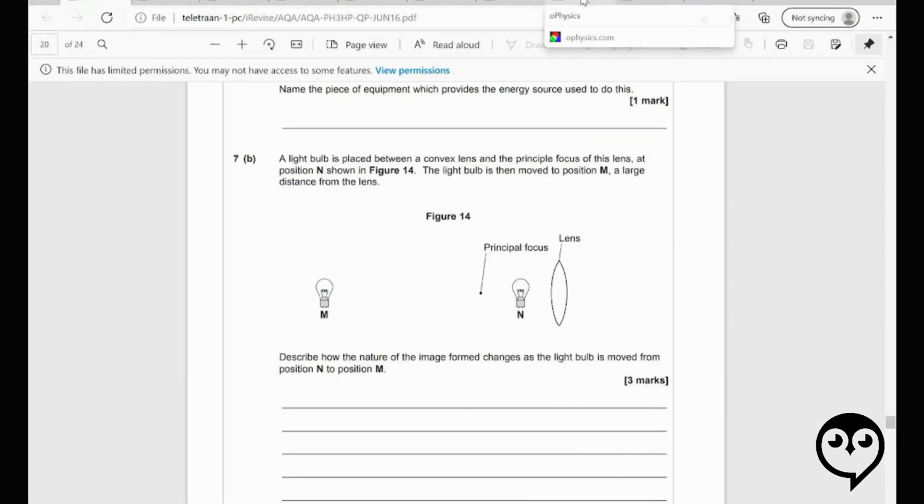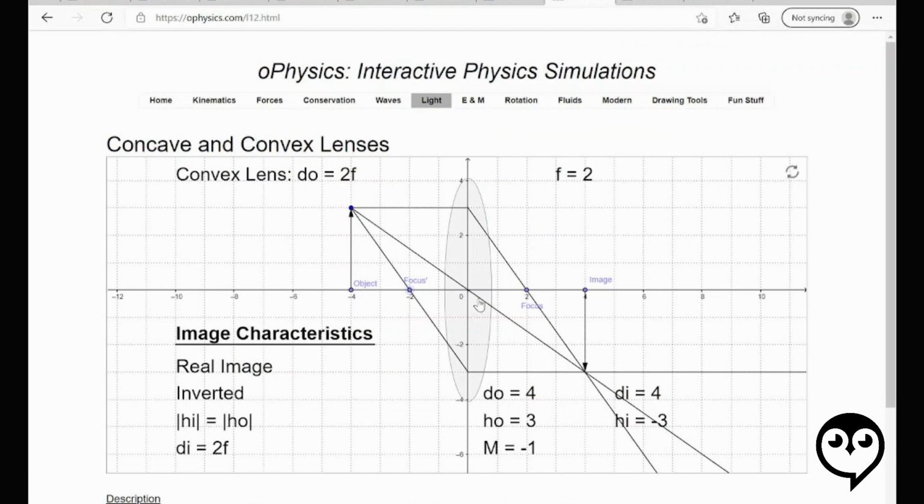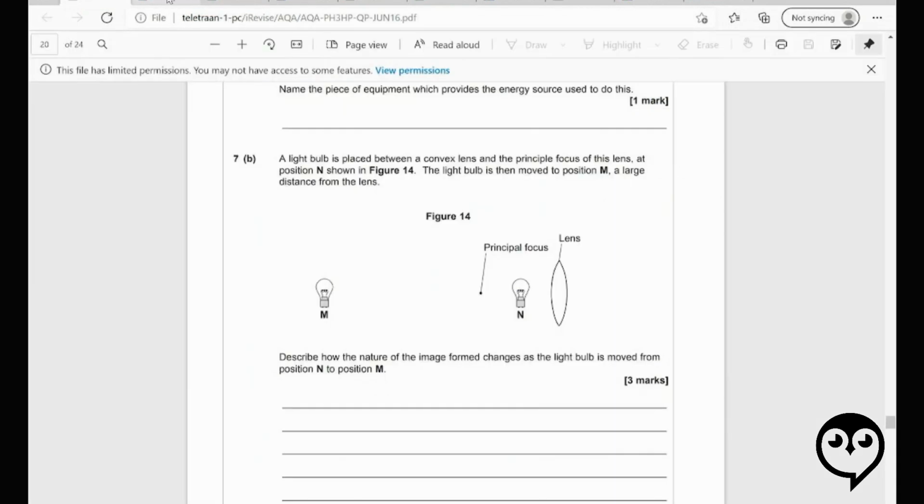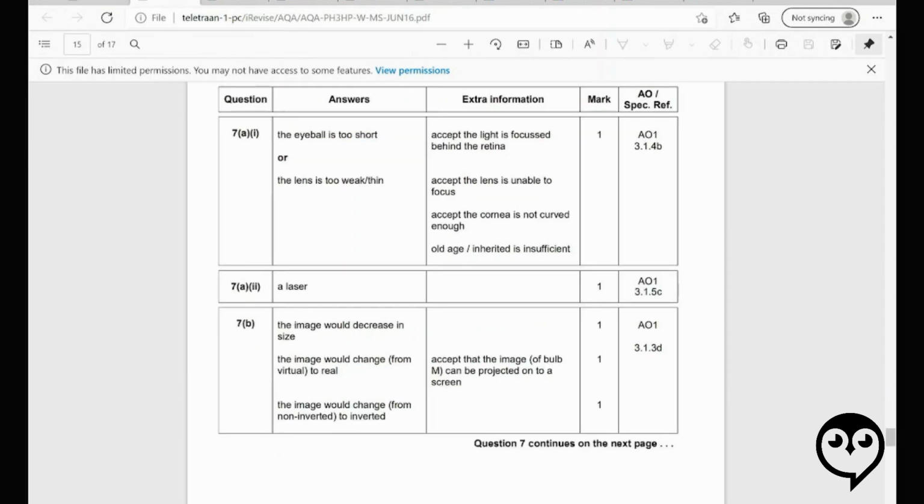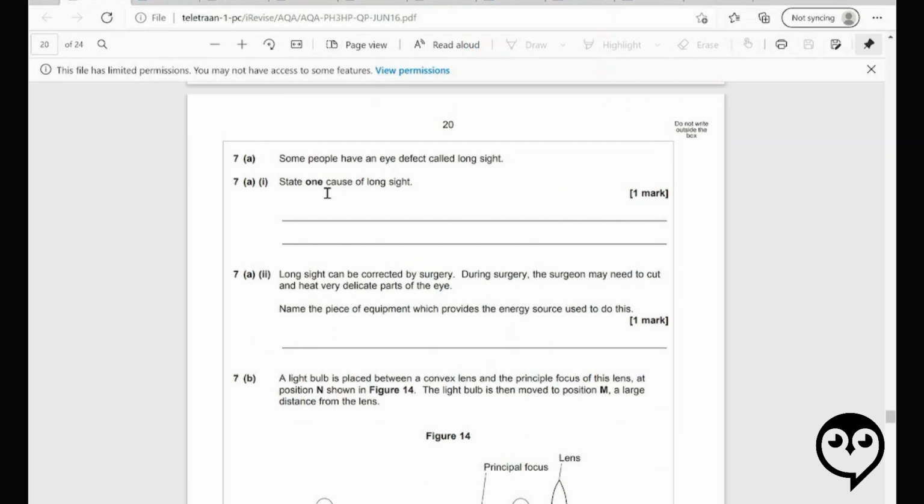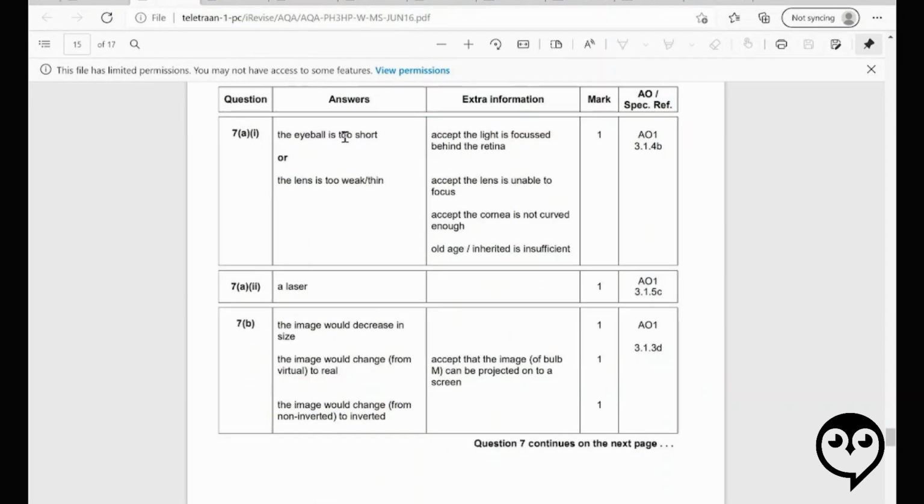I think if you play around on these simulation sites or draw enough of your own diagrams when you're practicing, you should be able to do that. Let's see what we've got for the mark scheme here. Right, one cause of long sight: eyeballs too short, lens is too weak. You could say light is focused behind the retina. They're really big on these differences with the eyes. We can talk more about that later. Lens is unable to focus. Don't say it's old age or inherited. That's not going to work. You could say the cornea is not curved enough, something like that.